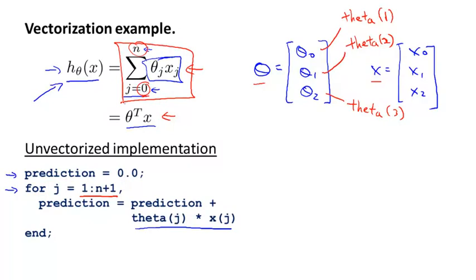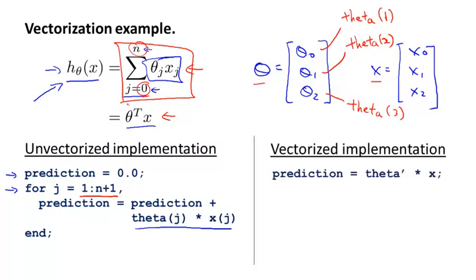In contrast, here's how you would write a vectorized implementation, which is that you would think of x and theta as vectors, and you just set prediction equals theta transpose times x. You're just computing it like so. Instead of writing all these lines of code with a for loop, you instead just have one line of code, and what this line of code on the right will do is use Octave's highly optimized numerical linear algebra routines to compute this inner product between the two vectors, theta and x. And not only is the vectorized implementation simpler, it will also run much more efficiently.